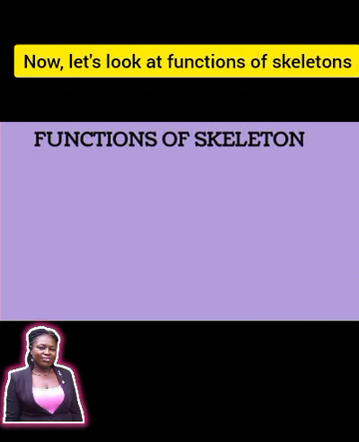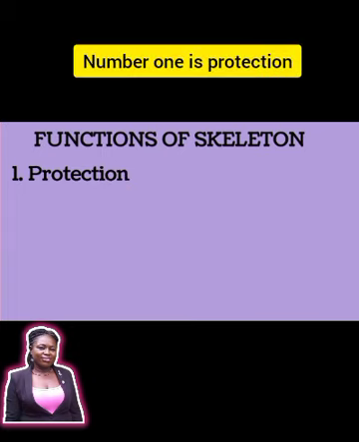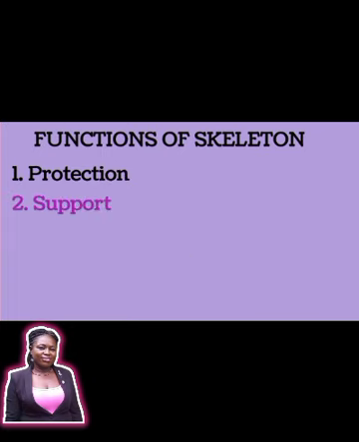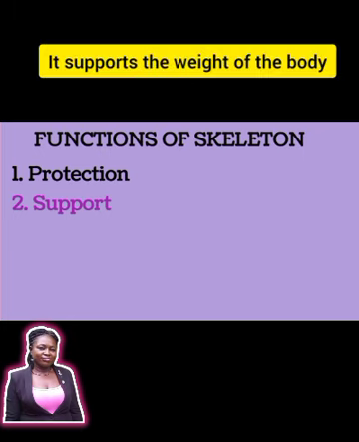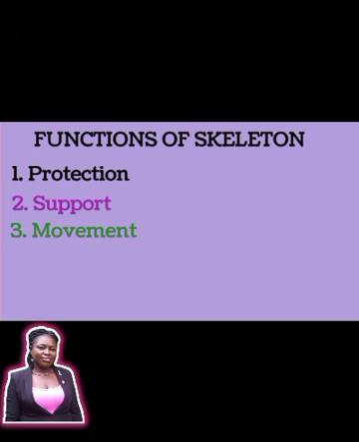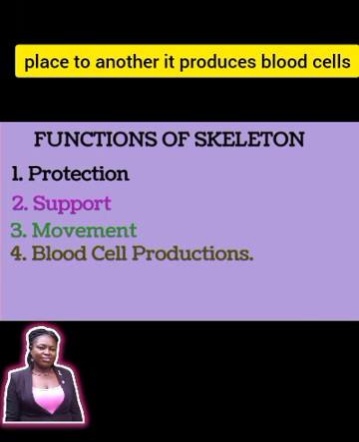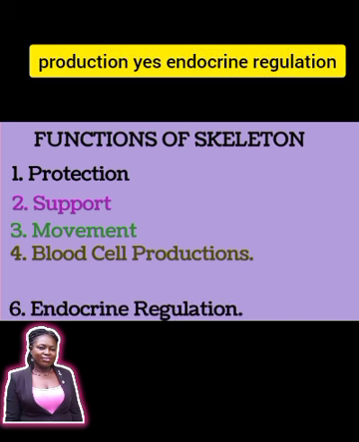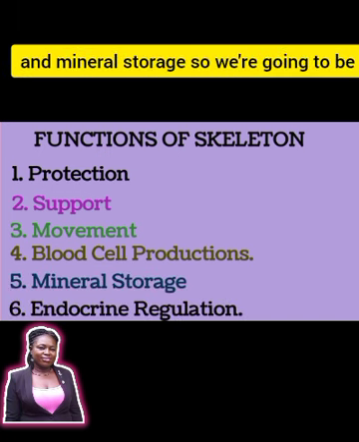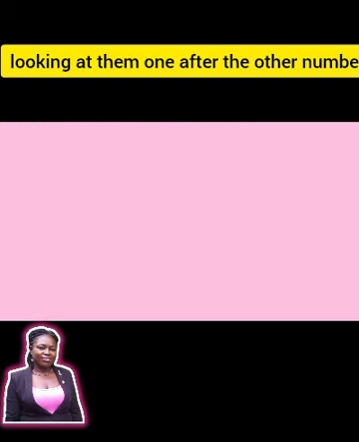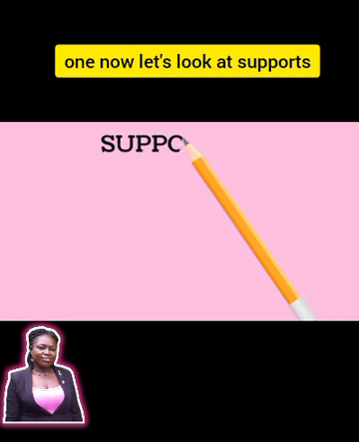Now, let's look at functions of skeleton. What are the functions of skeleton? Number one is protection. It protects the internal organs of the body. It supports movement. It supports the weight of the body. Yes, it allows us to move from one place to another. It produces blood cells. Endocrine regulation and mineral storage. So we're going to be looking at them one after the other.